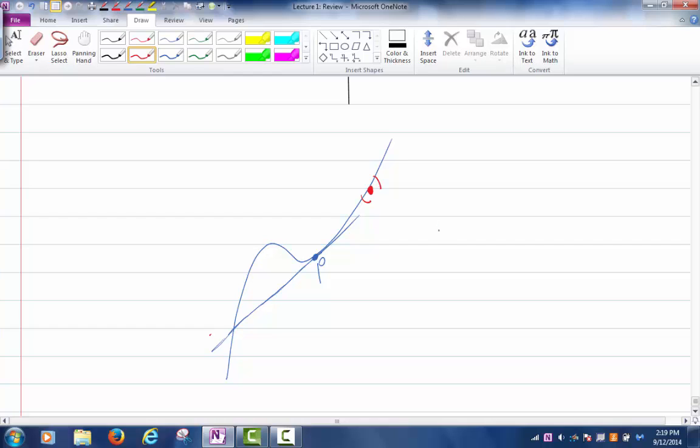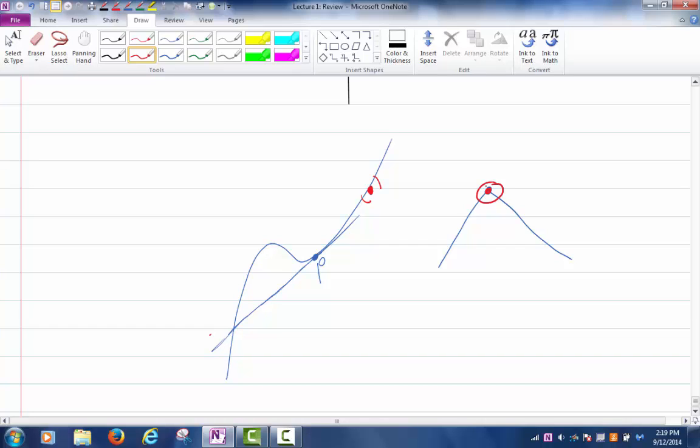Compare that with the following situation. If I have a curve, and this is a sharp point on the curve, notice that no matter how small a portion I pick centered at that point, there are always points which make a triangle, right?